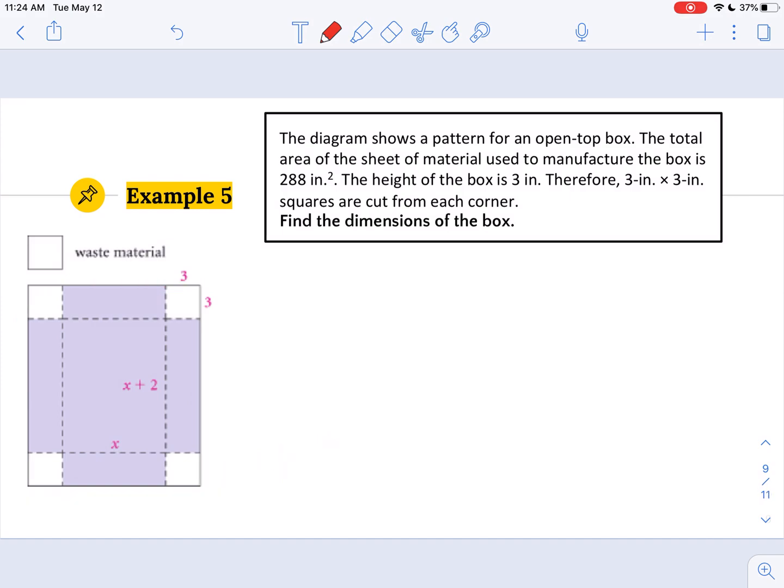The first thing we need to figure out is what my length and my width are. Well, if I know this length is x plus 2, and I'm adding 3 inches here and 3 inches here, this total length must be what? Good, x plus 8, right? We have x plus 2 plus 3 gives me x plus 8. So that's going to be my first factor, taking my length here, x plus 8.